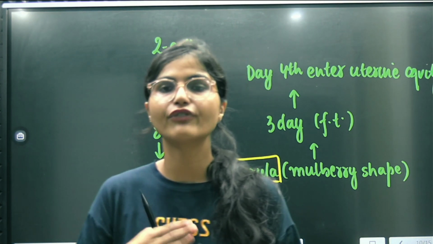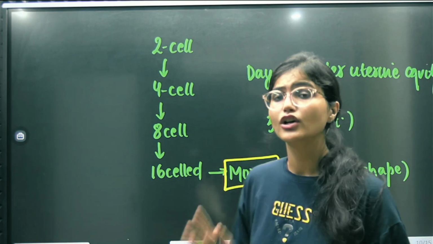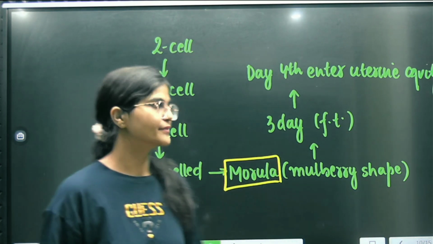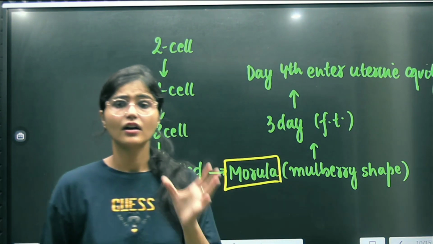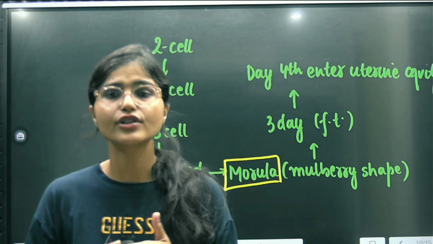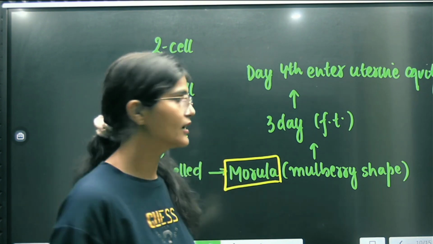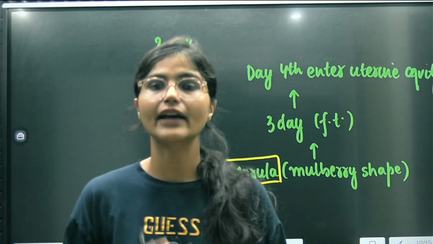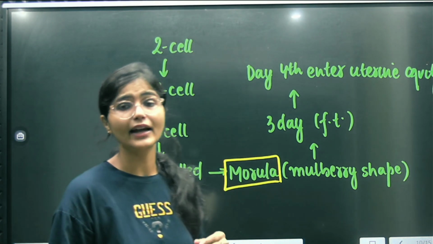The 2-cell stage further divides and forms the 4-cell, 8-cell and 16-cell state, right? The 16-cell state is called morula, which is mulberry shaped, right? The products of fertilization remain inside the fallopian tube till day 3 after the fertilization, right? Till day 3 the products of conception are present in the fallopian tube, but on day 4 they will enter the uterine cavity.